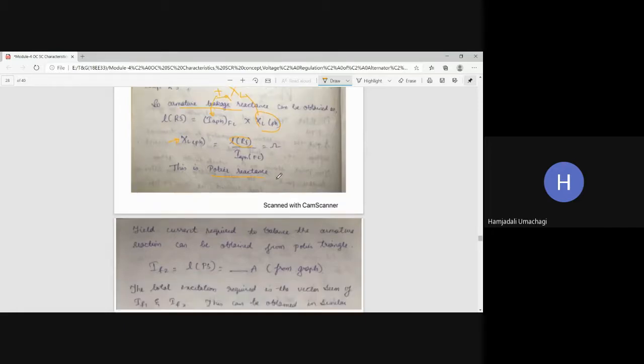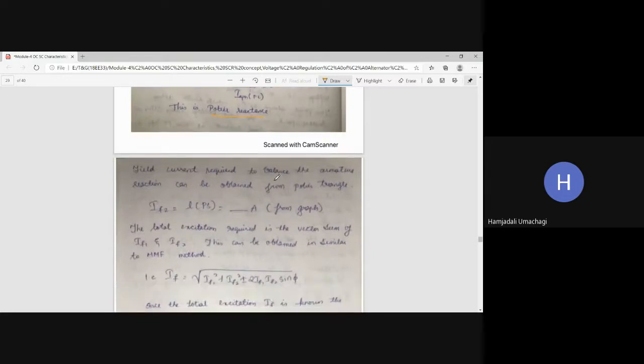So now the Potier reactance, or the leakage reactance XL, is nothing but what? Length of RS divided by the full load armature per phase current value. So this is leakage reactance per phase in ohms.